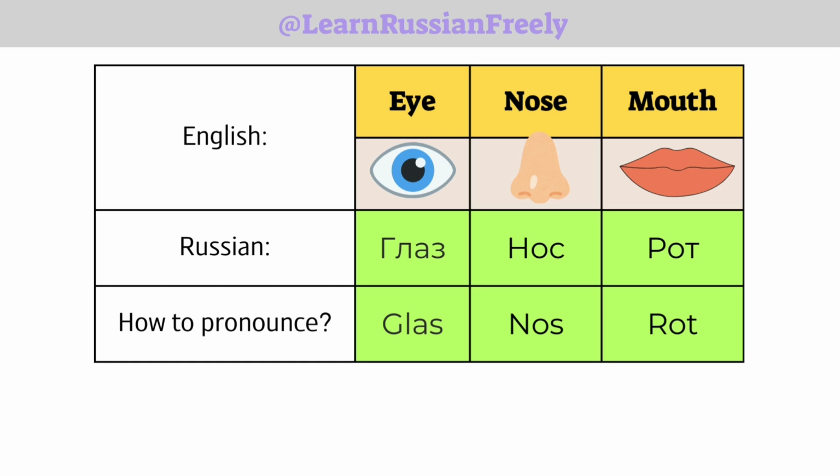So let's summarize the three words together. Eye. How do you write? You write glaz. How do you pronounce? You pronounce glass. Nose. How do you write? You write nos. How do you pronounce? You pronounce nos. Mouth. How do you write? You write rot.